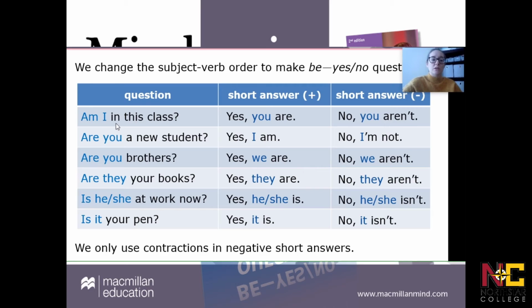But if you look, we change the order of the subject and the verb. So when you ask the question, the verb comes first. The subject comes second. But when we make a statement, when we answer, we put the subject first and then the verb second.